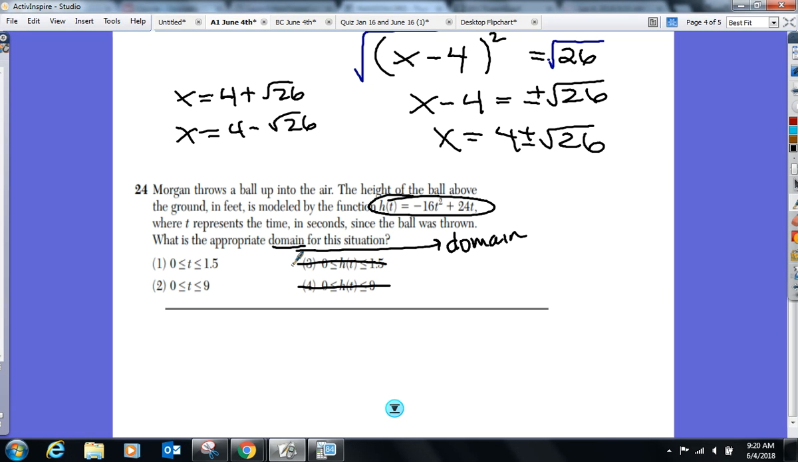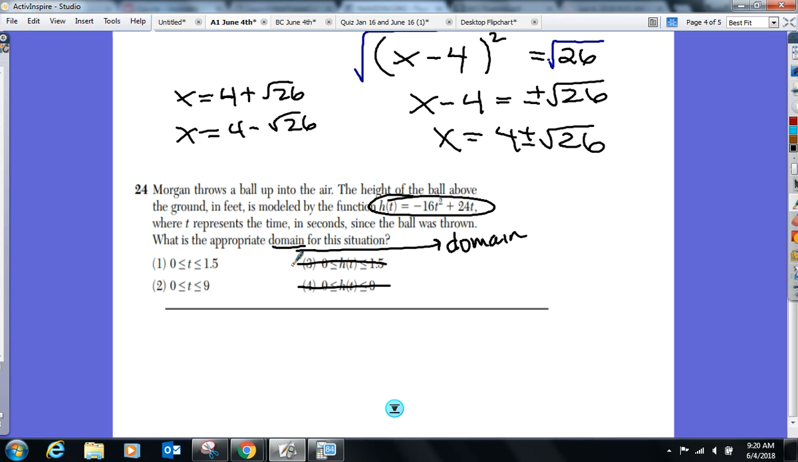Y1, negative 16t squared plus 24t. Look at your table. You tell me, should I go from 0 to 1.5 or 0 to 9 based on your table? Again, just looking at the table. I don't care about the graph. I just want to look at your table.